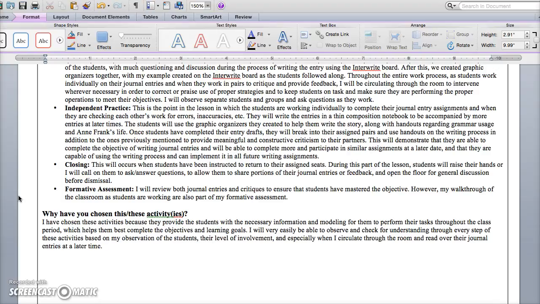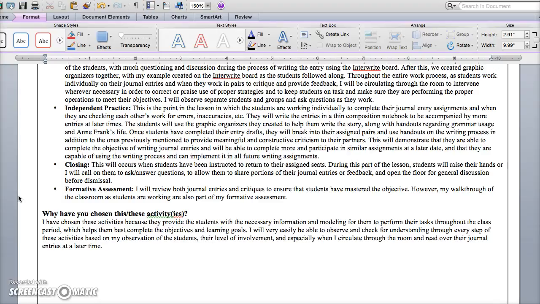Closing will occur when the students have been instructed to return to their assigned seats. During this part of the lesson, students will raise their hands, or I will call on them to ask or answer questions to allow them to share portions of their journal entries or feedback, and open the floor for general discussion before dismissal. Formative assessment.